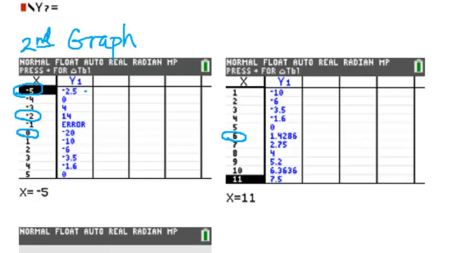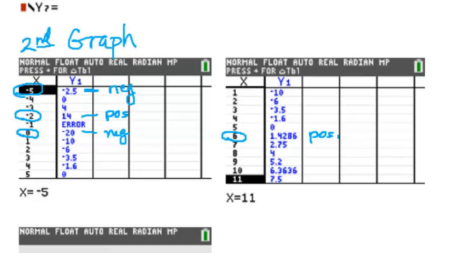Notice that my y value is negative at negative 5, it's negative 2.5. It's a positive 14 at negative 2. It's a negative 20 at 0. And it's a 1.4, which is positive at 6. So it confirms what we just did.